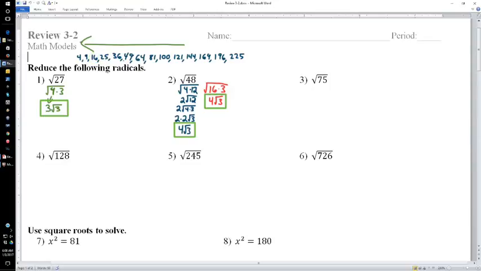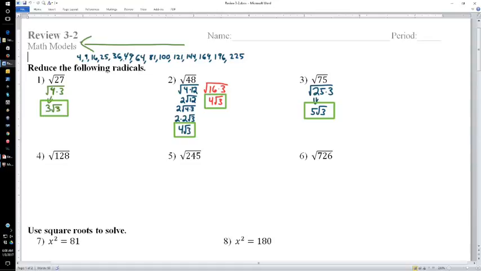So here we go. I'm going to burn through the rest of these real quick. 75. The biggest thing that multiplies into 75 is 25. So 25 times 3 is 75. And the square root of 25 is 5. Alright, so at this point I would encourage you to pause the video, work through 4, 5, and 6, see how you do, and then come back. But I'm going to keep on moving.